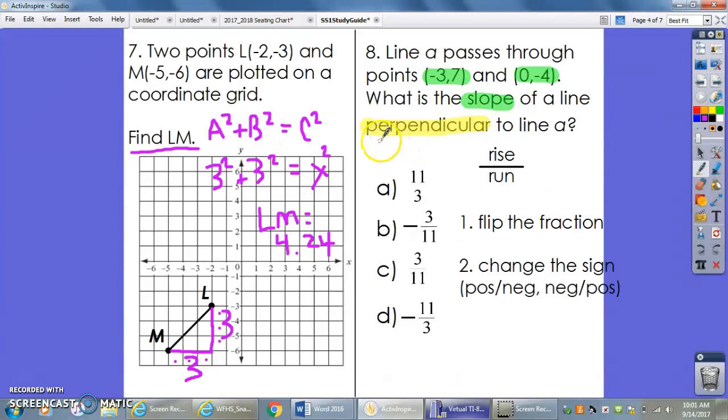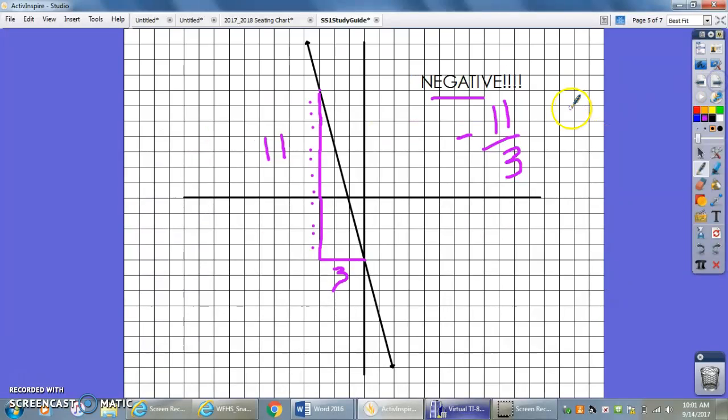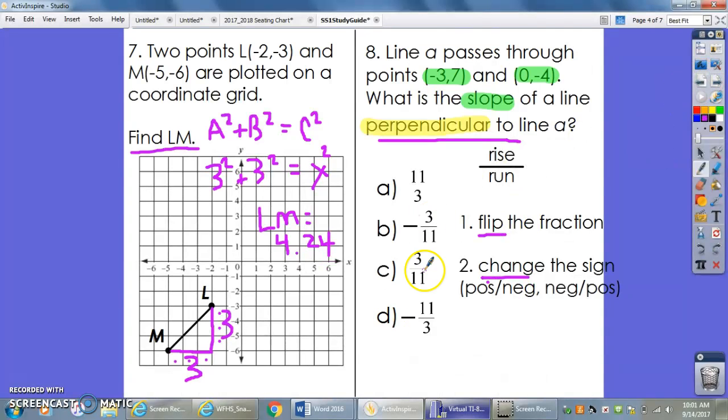So when we have to make the slope perpendicular, remember, we're going to flip our fraction, and then we're going to change the sign. So negative 11 over 3. If we flip it, we're going to put 3 on top, 11 on bottom. So when we change the sign, we're going to take the negative away. We're going to make this a positive. So that's my answer. Positive 3 over 11. Right there.